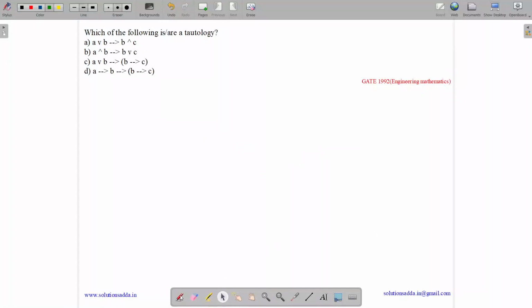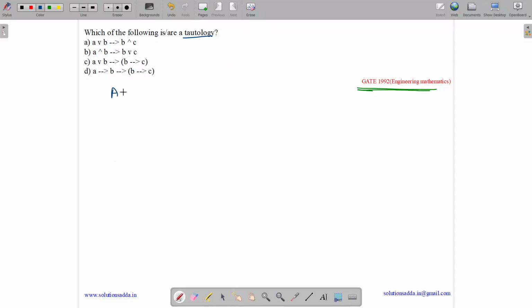This question belongs to engineering mathematics subject and was asked in GATE CSE 1992. So let's see what the question states. Which of the following are a tautology? A or B implies B and C. A and B implies B or C. A or B implies B implies C. A implies B implies B implies C.